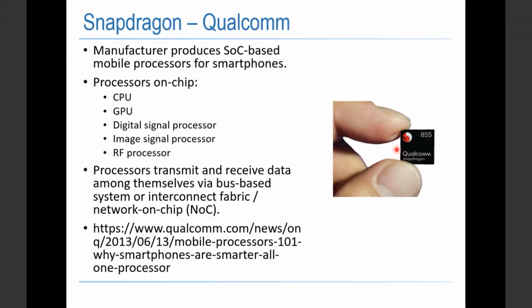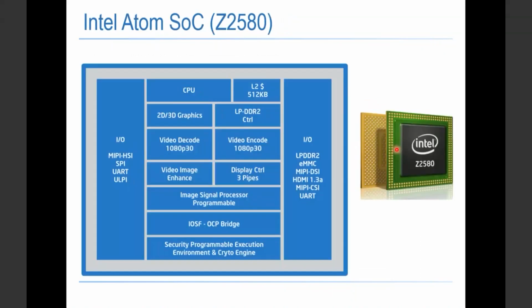Okay, so these are examples of the SoC used in smartphones. Then we have the Intel Atom SoC Z2580. This Intel Atom Z2580 is a mobile or notebook SoC processor. You can find this processor inside mobiles as well as inside notebooks.